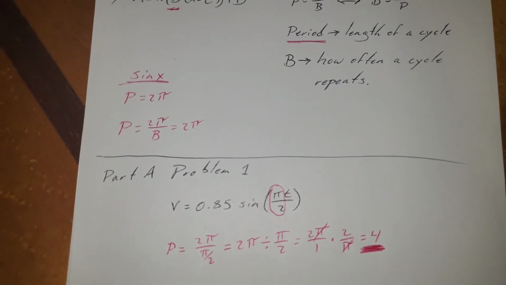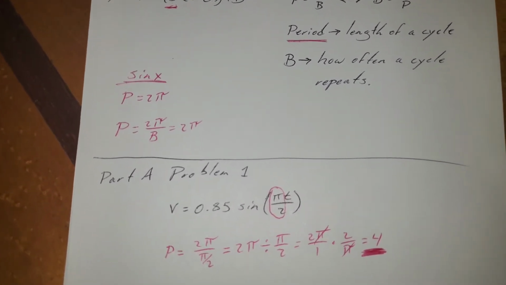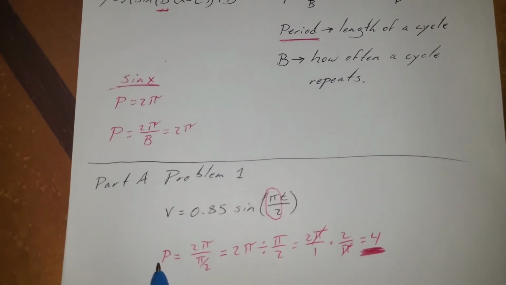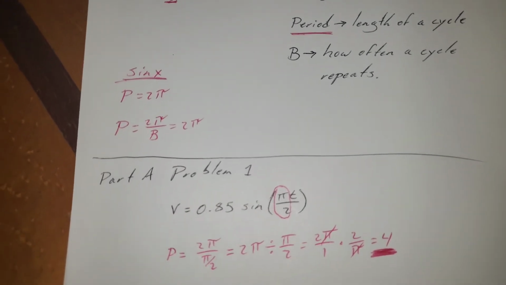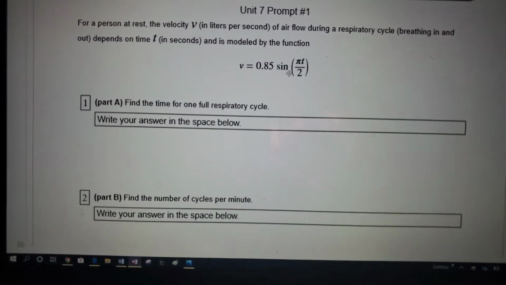Pretty simple, pretty straightforward. That's the length of one cycle. It's 4 seconds, because that is the period. That's the length of one full respiratory cycle. That's part A.